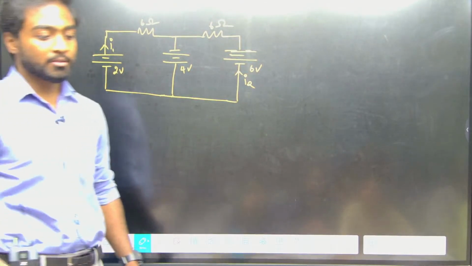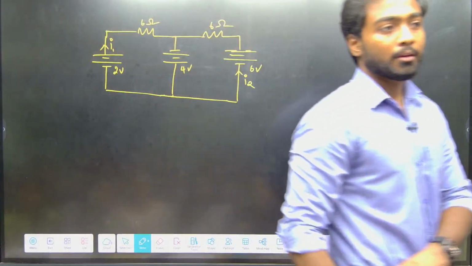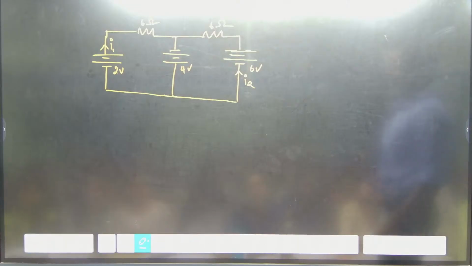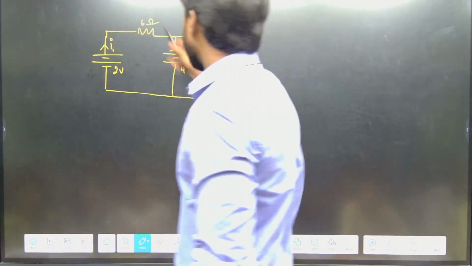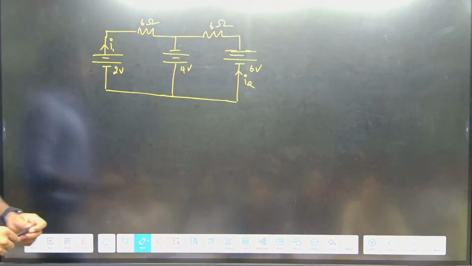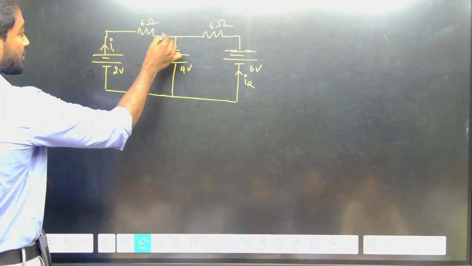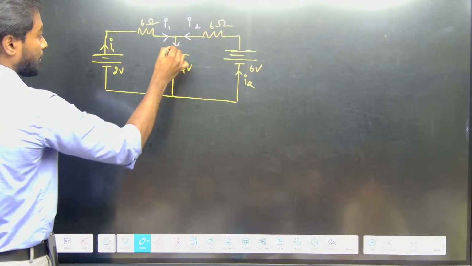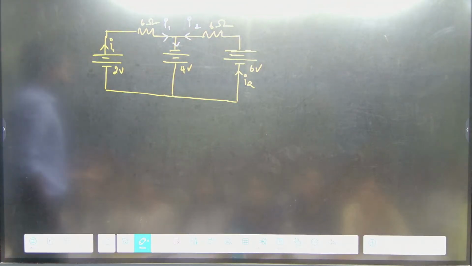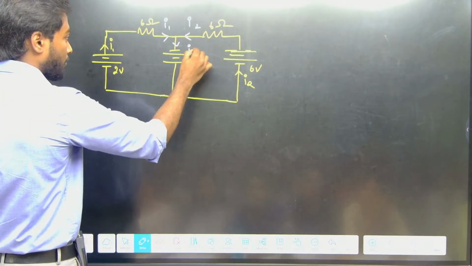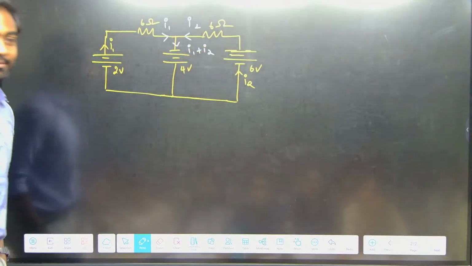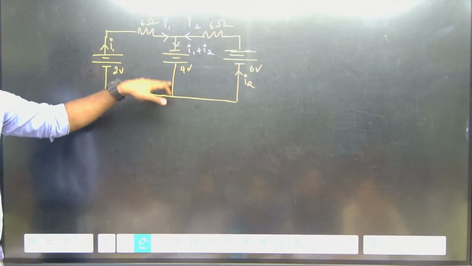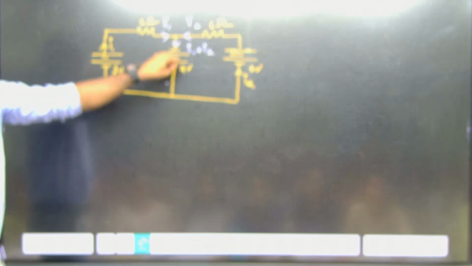Okay, this is the circuit now. So they have given that I1 current is flowing in this direction and I2's current is flowing in this direction. So when this junction is there, this is I1 and this is I2. What about this one? I1 plus I2 going together, no? This current is coming here and this current is coming here. So I am clubbing together.